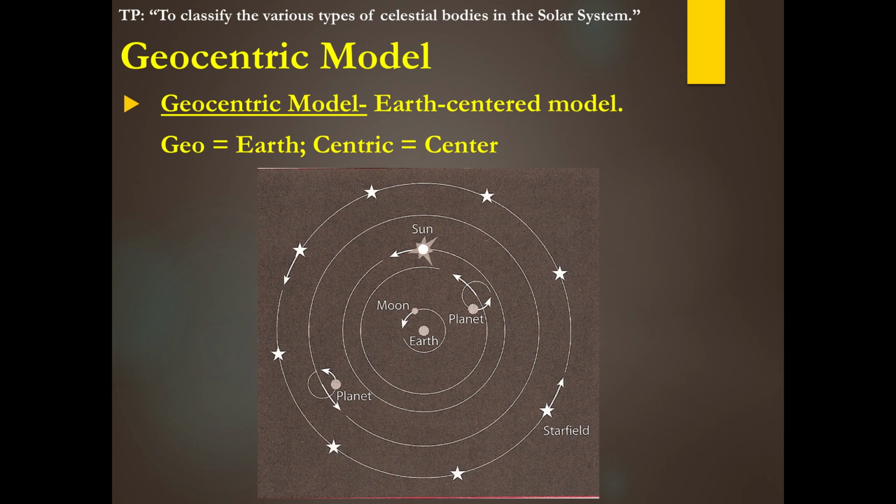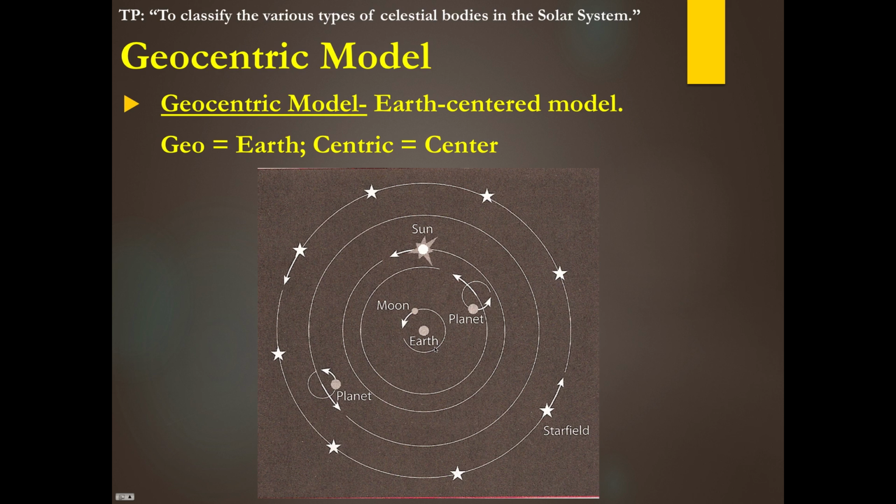All right, we have two models. We have the geocentric model, which is the Earth-centered model. Geo means Earth, centric means center. So early in history, ancient Greeks, the Roman Catholic Church, Ptolemy, all these ancient astronomers believed that the Earth was at the center of the universe. So in this picture, Earth is at the center.